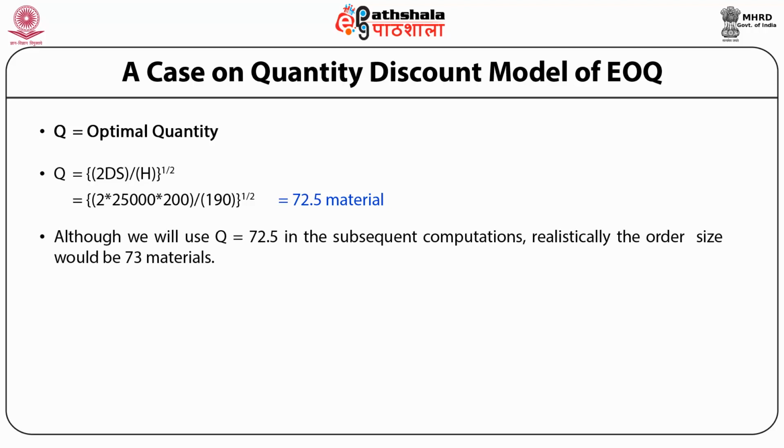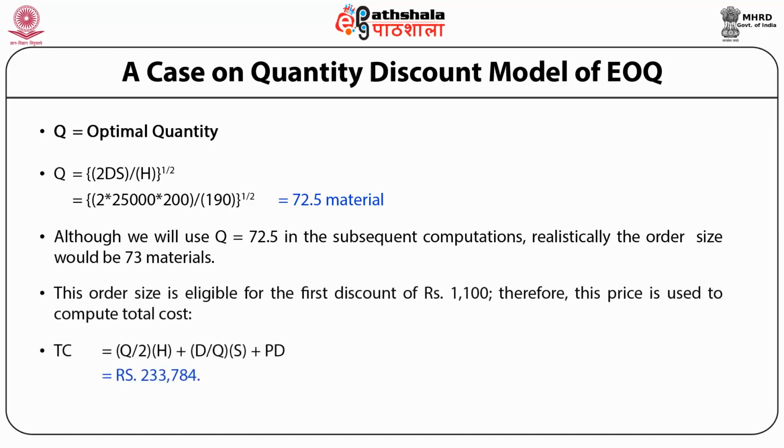This order size is eligible for the first discount price of rupees 1100, therefore this price is used to compute total cost. Total cost equals Q upon 2 into H plus D upon Q into S plus PD, which equals rupees 233,784.